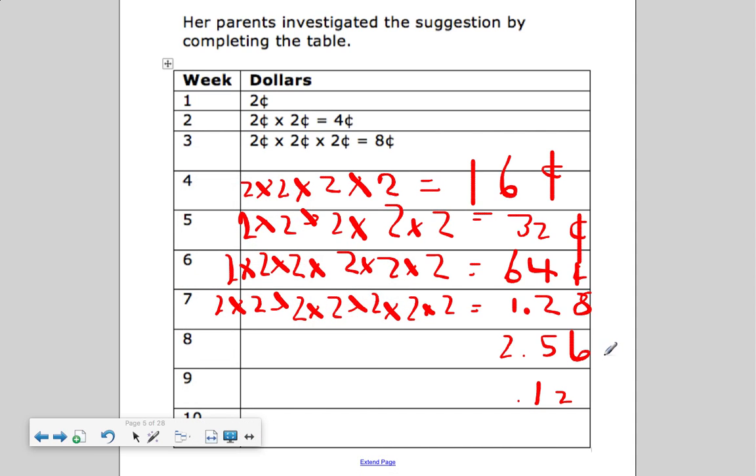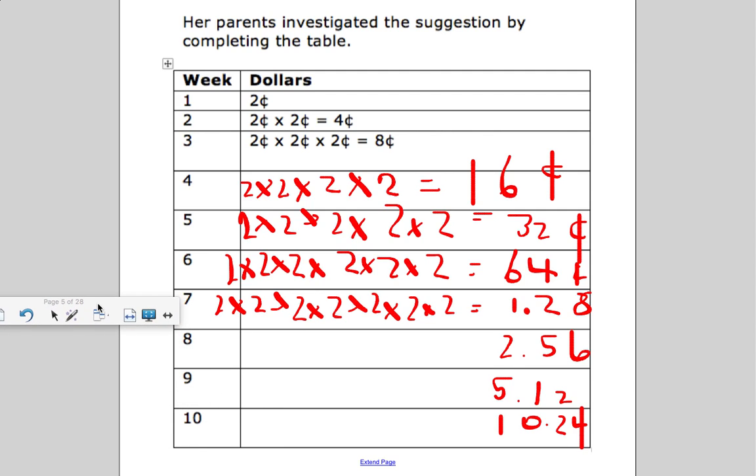So let's see. Double 56, that's 12, carry 5. Double it, $5.12. And then I've doubled that again, that'll be $10.24. So, from what I can tell, for the parent, it's actually a very good deal.